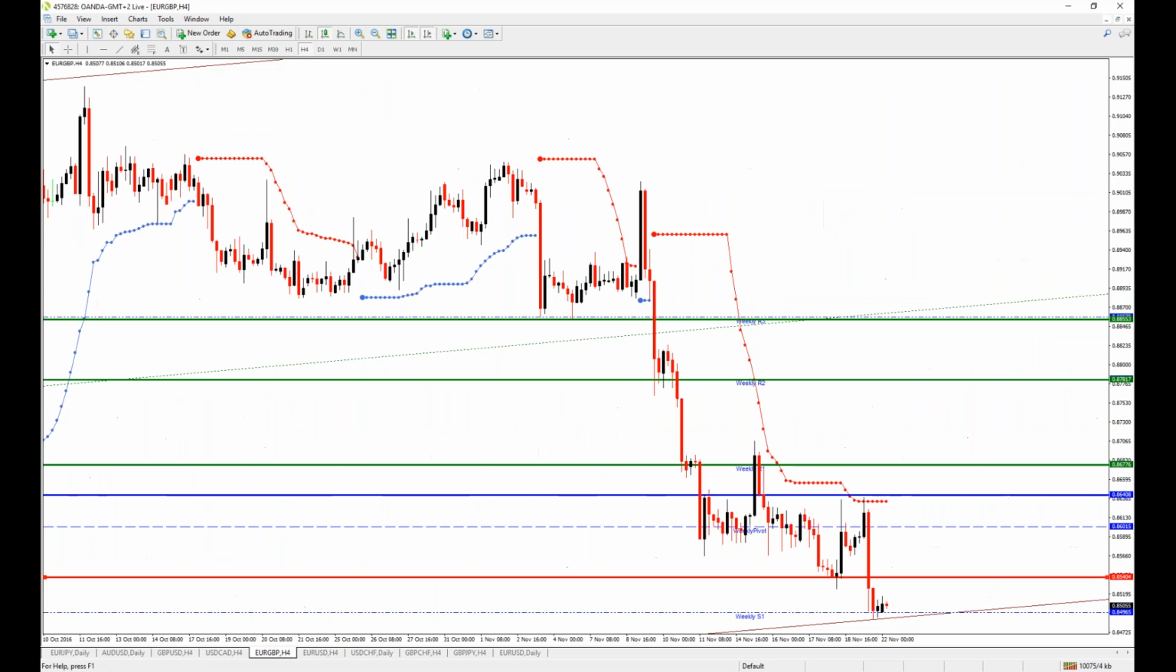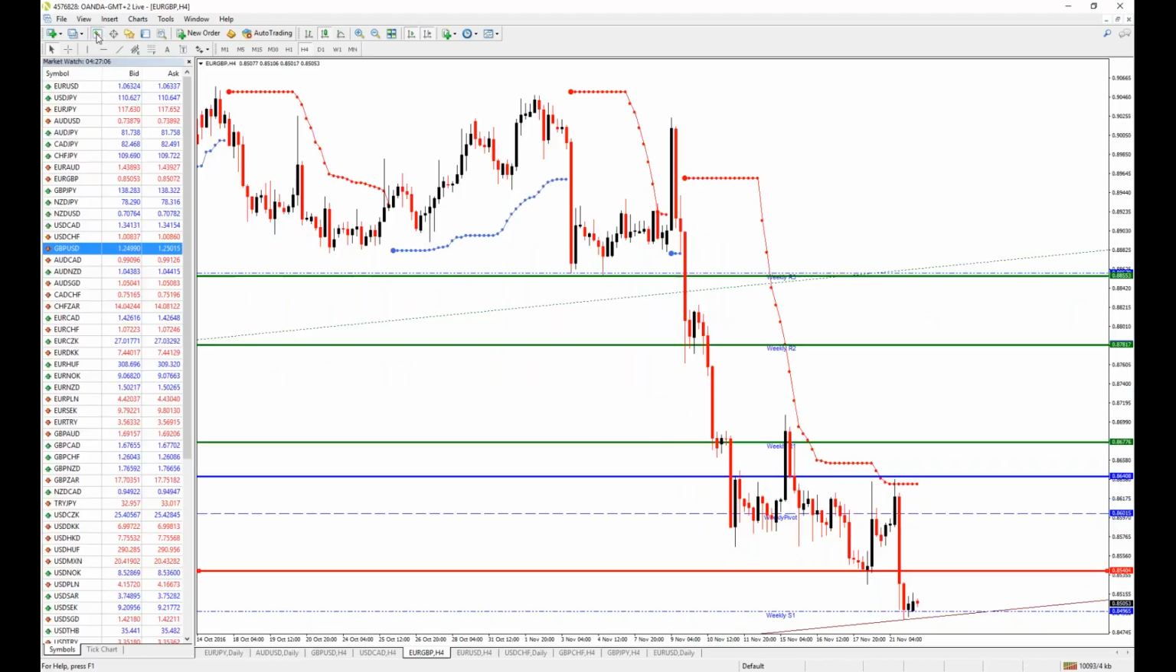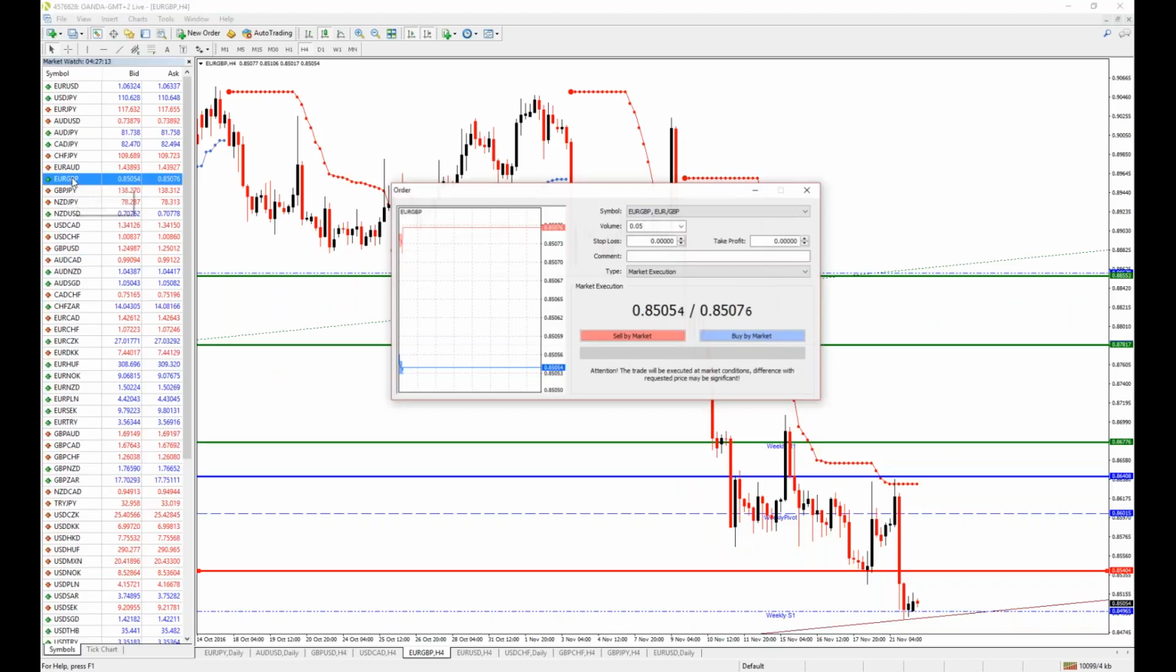That is my Great British Pound US dollar trade. Next, I have the Euro Great British Pound. It just so happens that I have a 100 pip stop loss. So on this trade as well, I'm trading 5 micro lots, which is 0.05. Okay? So I come back up here to my green and red arrow, Market Watch, click on it. I find this currency pair, which is the Euro Great British Pound. I double click on it.